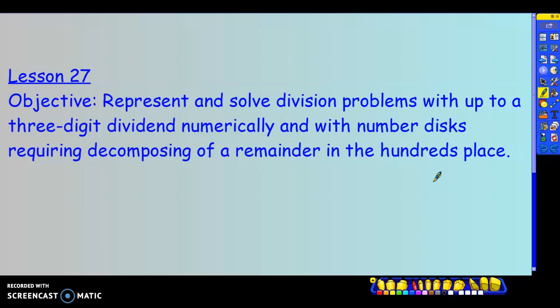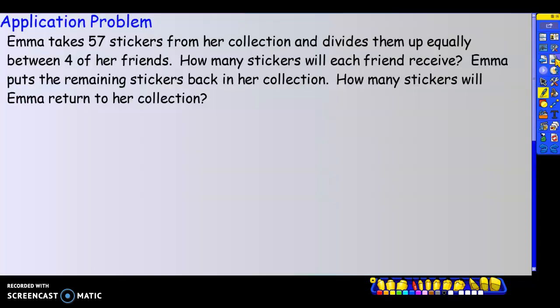Hello, fourth graders. Today is lesson 27, and our objective is to represent and solve division problems with up to 3-digit dividends numerically and with number discs, requiring decomposition of a remainder in the hundredths place. Okay, might sound like a lot, but we got this. So we're just expanding, making our dividend a little larger, and we are going to show with place value discs and algorithms today. Okay, we're going to jump into our application problem, and this is a little review.